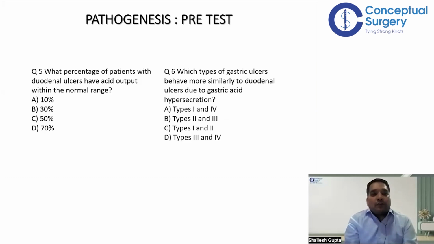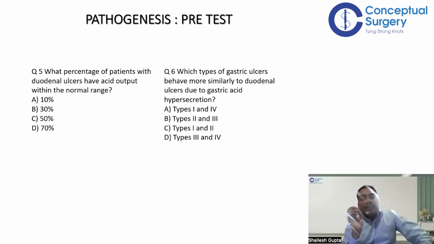Question number 5, what percentage of patients with duodenal ulcer have acid output within the normal range? 10%, 30%, 50%, or 70%? Question number 6, which types of gastric ulcer behave more similarly to duodenal ulcer due to gastric acid hypersecretion? Type 1 and 4, type 2 and 3, type 1 and 2, or type 3 and 4? So these are very important questions which are clearly answered in Sabiston.